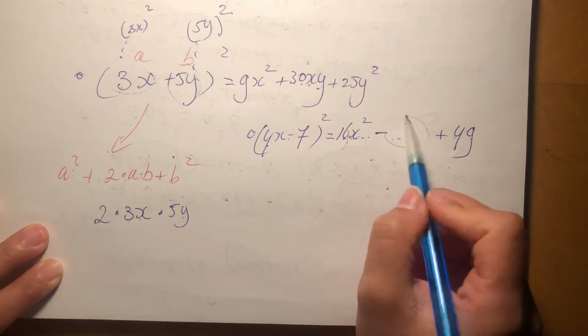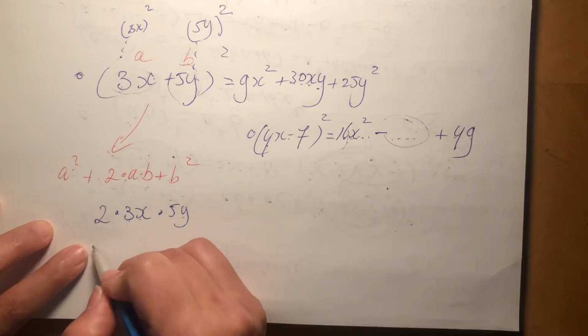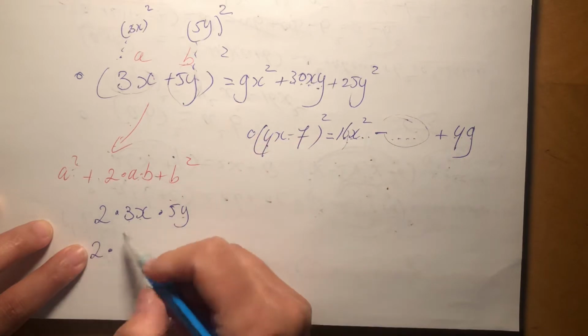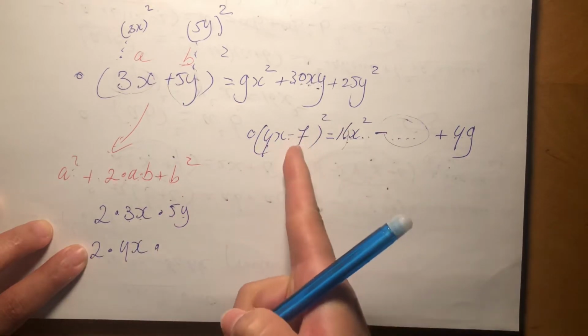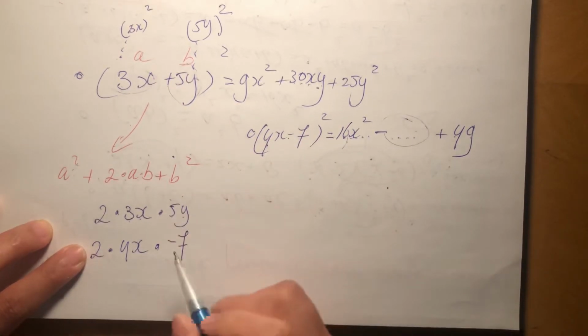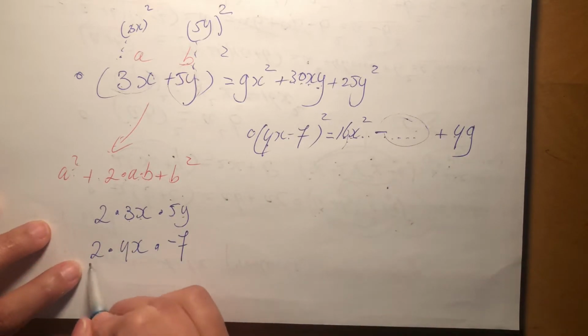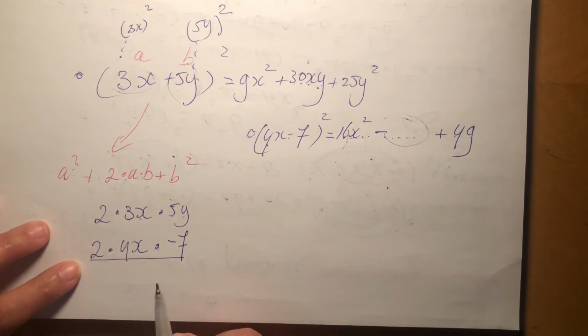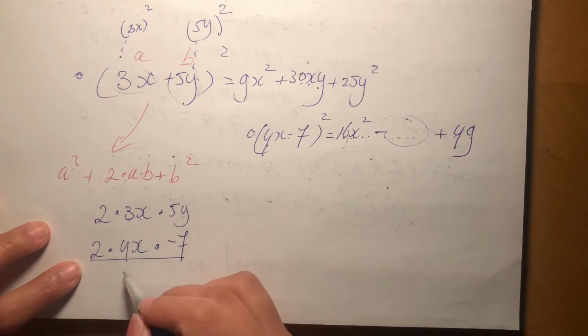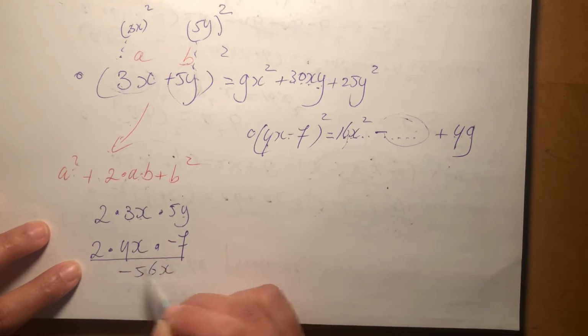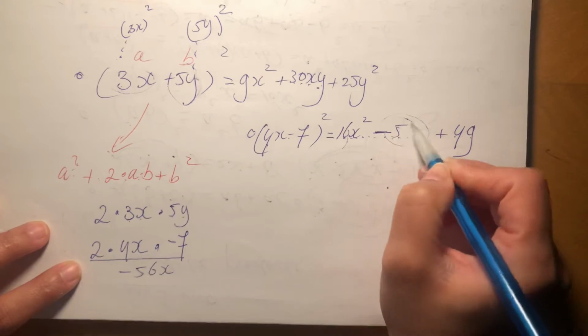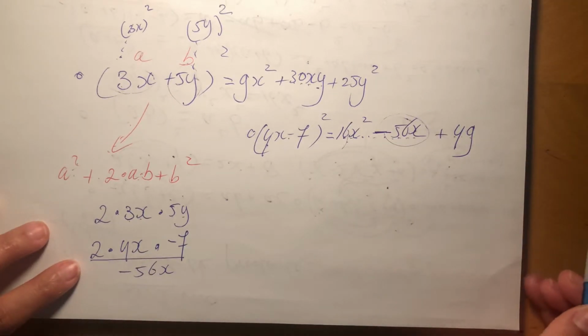And in between here, you get, one more time, 2 times the A, which is 4x, times the B, which is negative 7. Of course, negative, because then you see what we get over here. 8 times 7, what is 8 times 7? Negative 56x. And indeed, you get negative 56x.